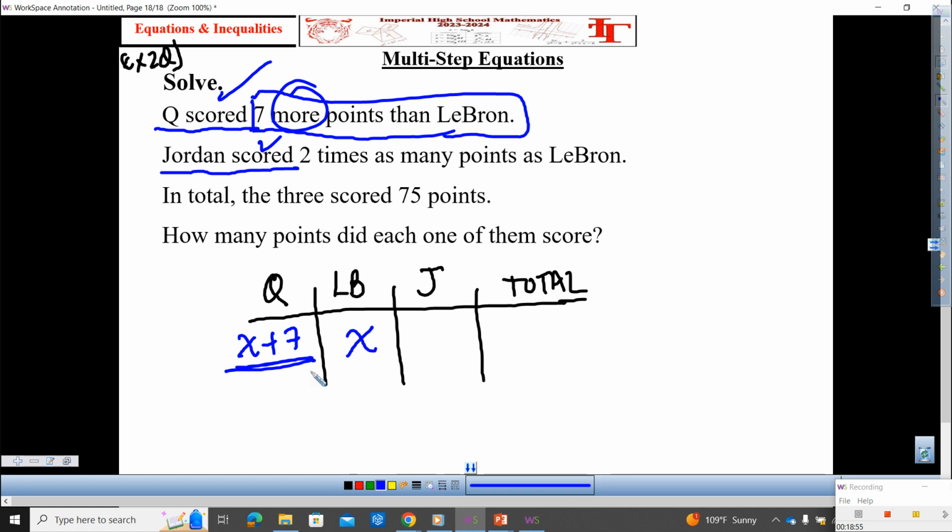Let's go to Jordan. Jordan scored 2 times as many as LeBron. So if LeBron is X, Jordan scored 2 times as much. What would we write there? Tell your neighbor, please. What would we write there? What would we write there, Marley?